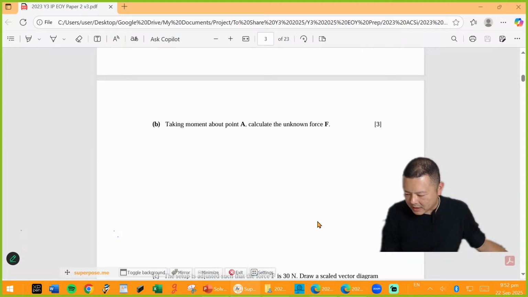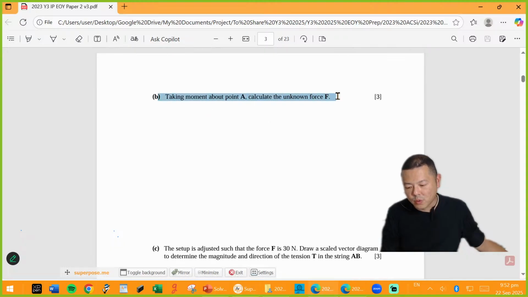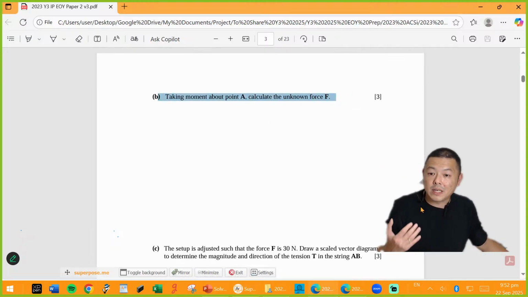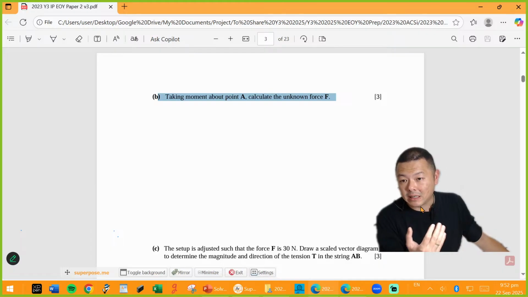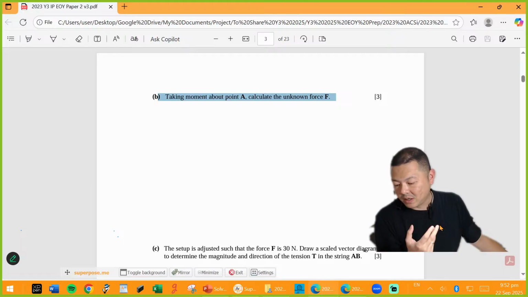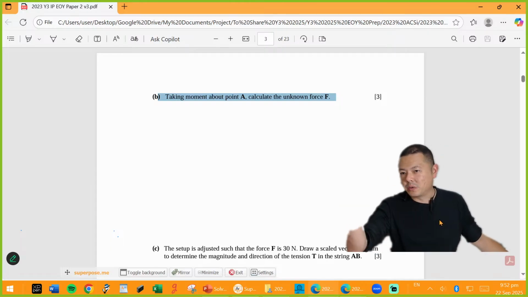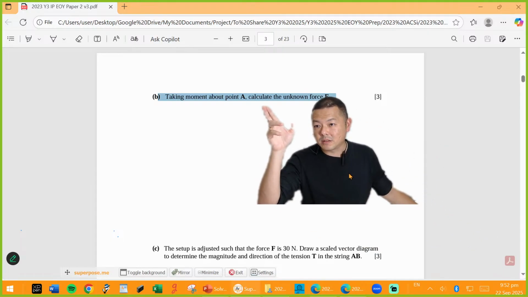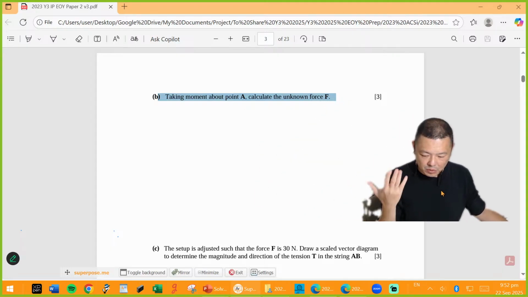So we need to look at this thing here. It says, taking moments about, ooh, okay. I've never seen the paper before, guys. This is the first time. I was thinking they may ask you to draw a vector diagram. I was half thinking that, but no, they're asking you to take moments. Take moments. So let's do this.